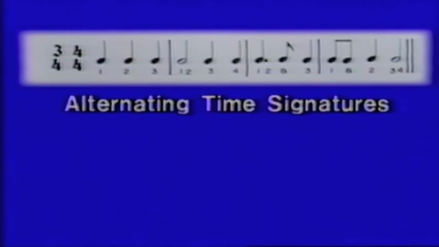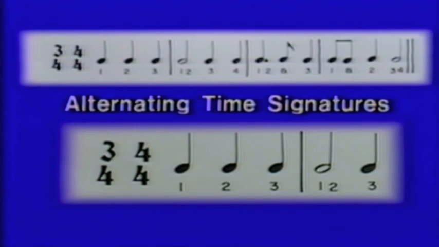Occasionally you will see a time signature like this. This means a measure of 3/4 is followed by a measure of 4/4 in alternating 3/4, 4/4 time signatures until the next time signature appears. Always keep in mind which measure you are in. Again, the quarter note must remain constant. Here are some examples of alternating time signatures.